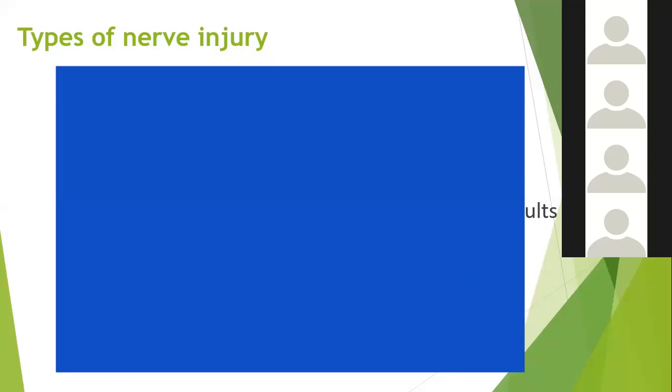I'm in group Y. I've just learned that the fibers that are before the ganglia are preganglionic, and those that are after the ganglia are postganglionic.